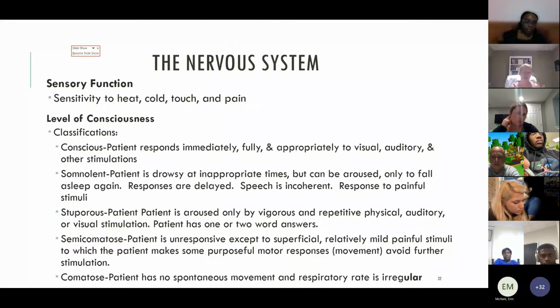If they're in a semi-comatose state, they're going to be unresponsive except for mild painful stimuli. And they might not answer you at this point. They're just going to have some type of motor response. So if we were to take a needle and touch the bottom of their foot or their arm, we would expect them to move their foot or arm, but they probably aren't talking to us during this state. And then a comatose state, they have actually no spontaneous movement at all whatsoever, and their respiratory rate at this point is not going to be irregular anymore.